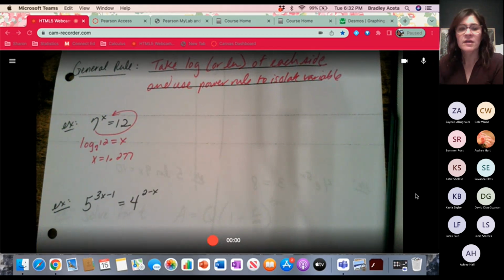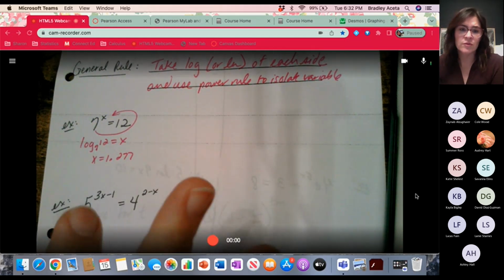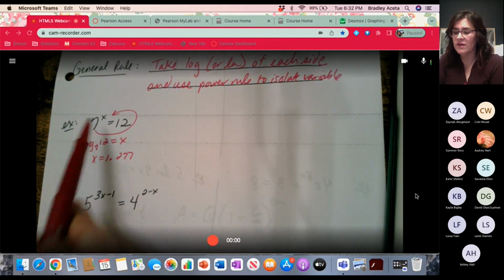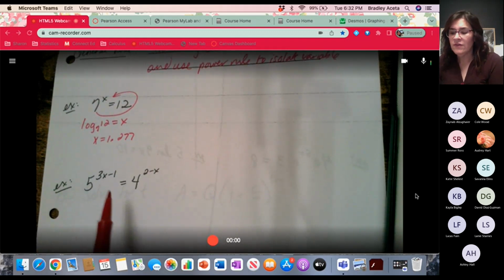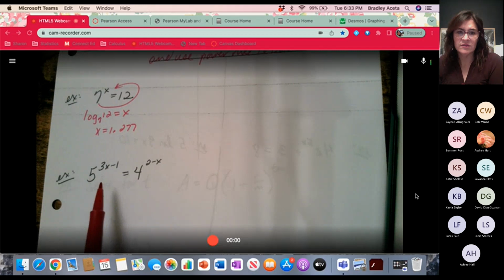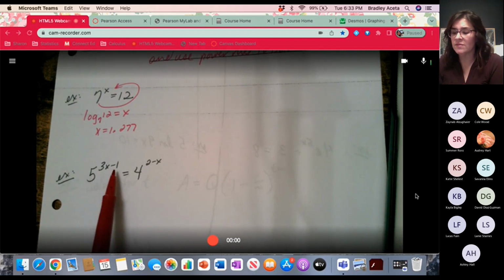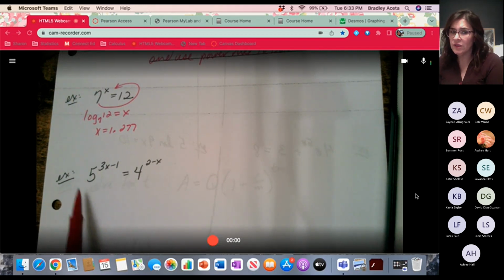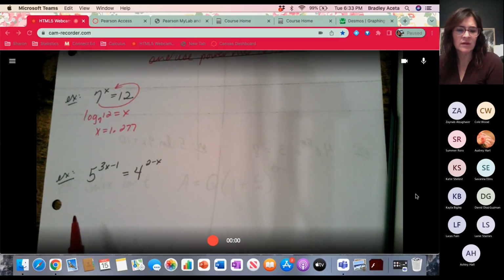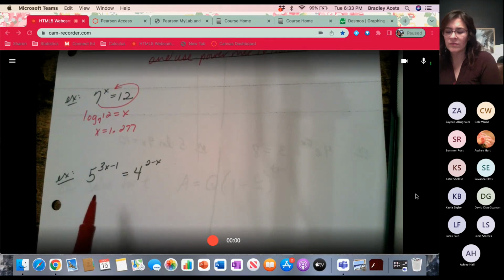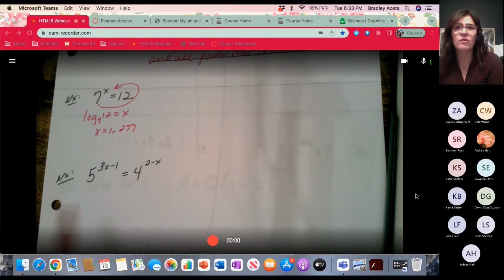Okay. So this one is super, super, super easy when it has just 7 to the x. If they change it on you like this right here, 5 to the 3x minus 1 equals 4 to the 2 minus x, you can't really zoop, okay? Because you don't have something very simple. This is a much simpler problem if it equals 12, or if it equals 4, you could solve it. But these both have x's in the exponent on both sides.